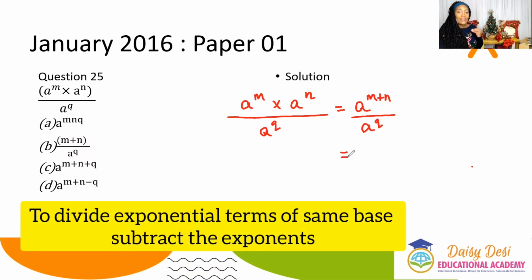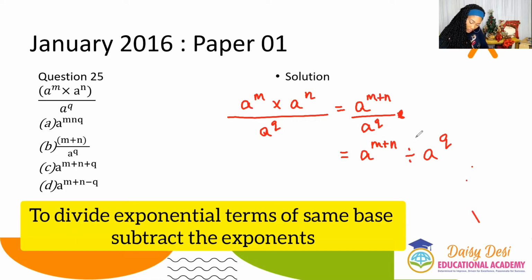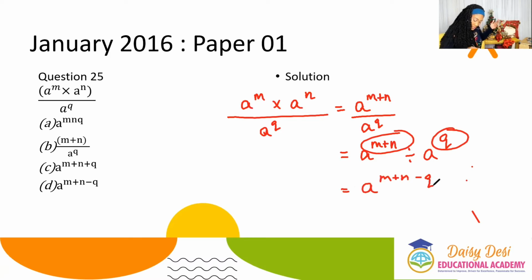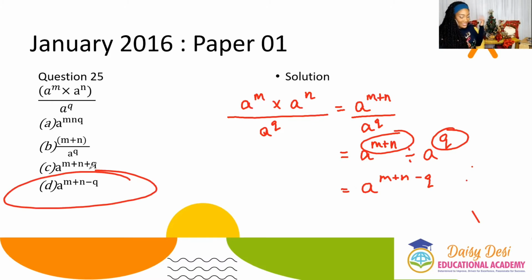Now, when we are dividing powers of the same base, you subtract. Let me rewrite this. That is the same thing, okay? Instead of this type of division sign, I put this type of division sign. So it's the same thing, right? Remember, same base, you are dividing, you subtract the index. So you have to subtract this and this. You get a to the power of m plus n, take away q. Are we seeing that? Yes, we are. So the answer is D.